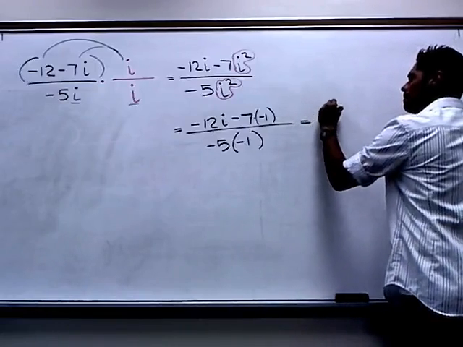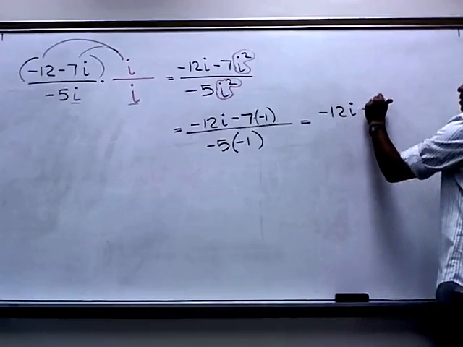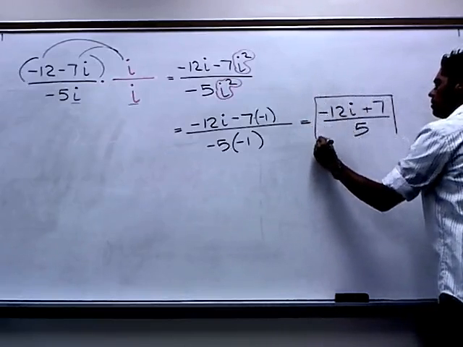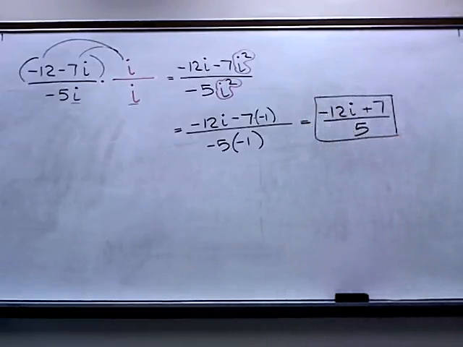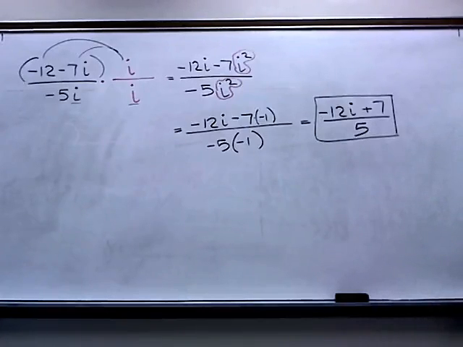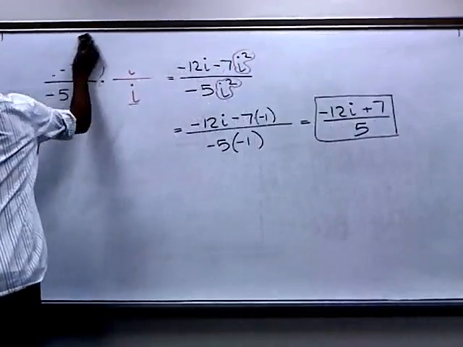Negative 12i. What is it? Plus 7 over 5. Done. As soon as our i's are out of the denominator, we're done. So that's what we're looking to do, just take the i out of the denominator. Now this may seem like, okay, well, I got it. It gets a little bit harder, as the next example is going to show.